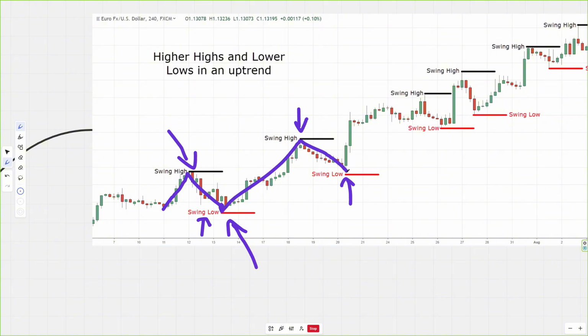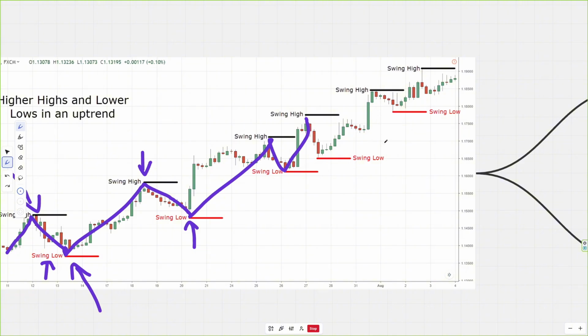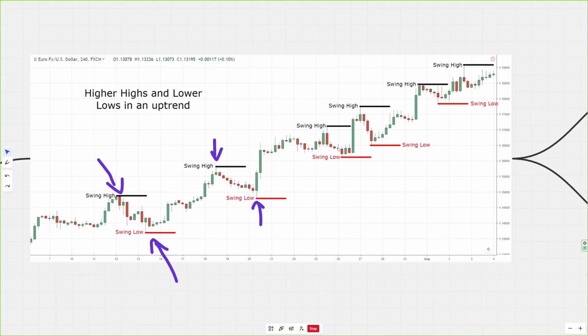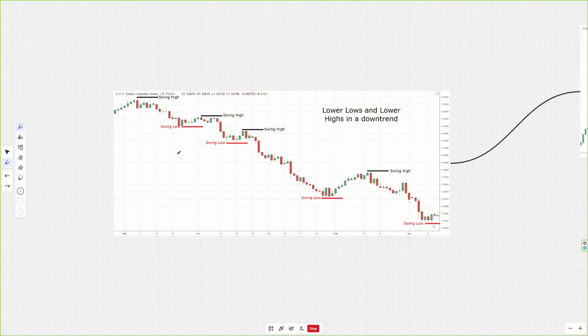So why are swings important? Swing highs and swing lows tell you exactly where the market is turning. They help you see the trend clearly, know when the trend is continuing, know when the trend is reversing, avoid entering too early, avoid entering too late, and place your stop loss in the right place. So swings are the blueprint of market structure, okay?